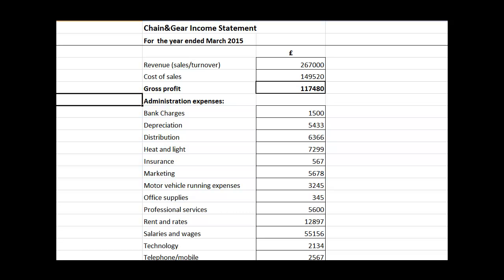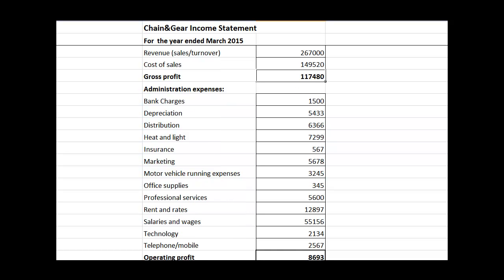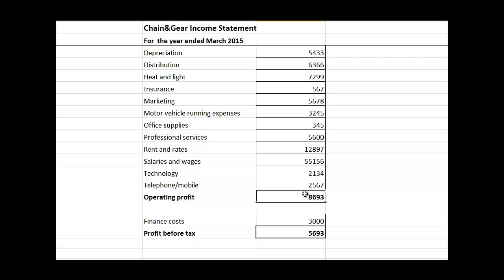It assumes in this income statement that the 12 months trading has generated £267,000 worth of sales for Chaining Gear. The cost of sales were £149,520, and the gross profit was £117,480. After various administration costs, we have an operating profit of £8,693, and after overdraft interest, finance costs, we have profit before tax of 5,693.